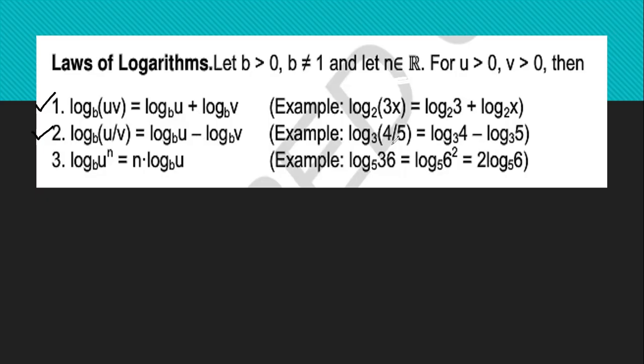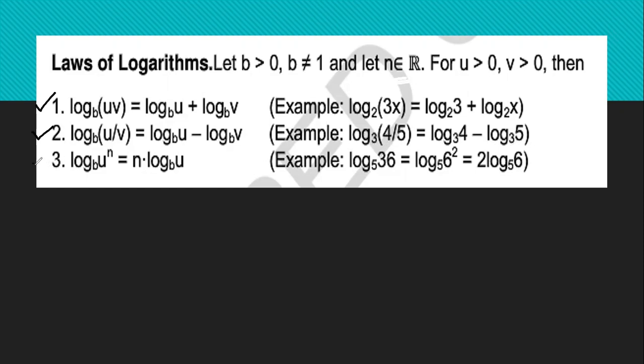So let us have an example for the number 2, the logarithm of 4 over 5 base 3. So it can be written as, since it is from the numerator, positive log of 4 base 3. This is from the denominator, so it should be negative log of 5 base 3.